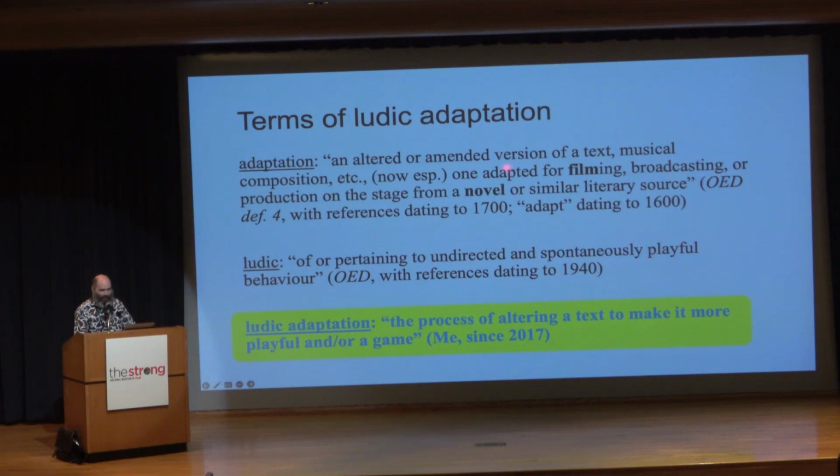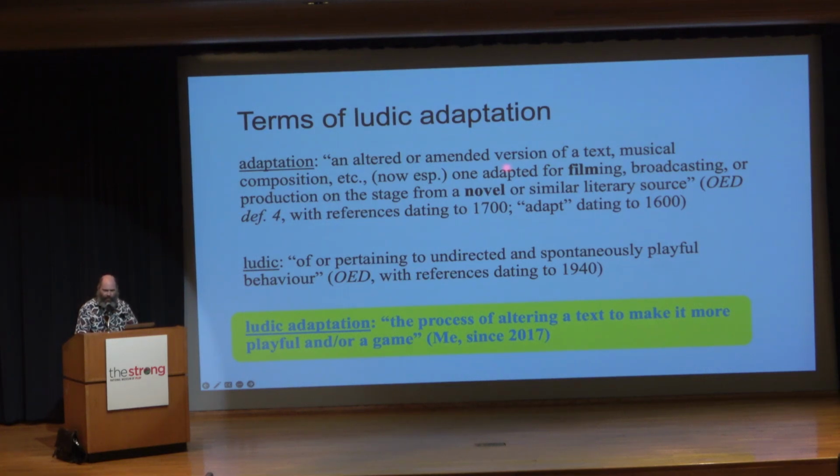I like the Oxford English Dictionary, and these are a couple of the terms that I get from the dictionary. An adaptation, of course, is an altered or amended version of a text, musical composition, etc., but especially one adapted for filming, broadcasting, or production on the stage from a novel or similar literary source.